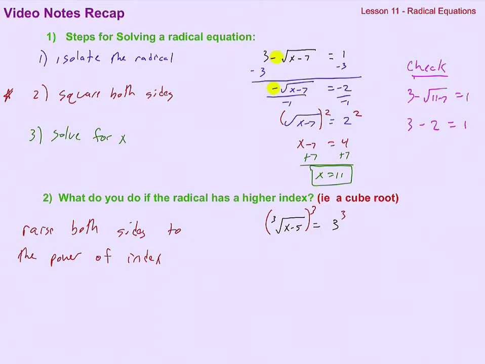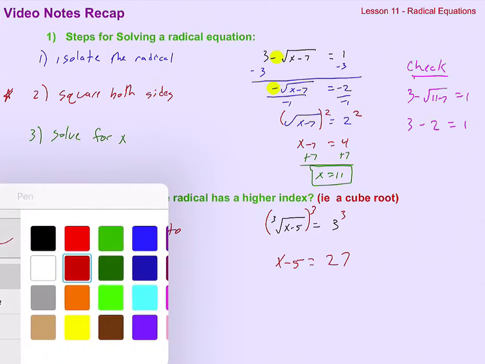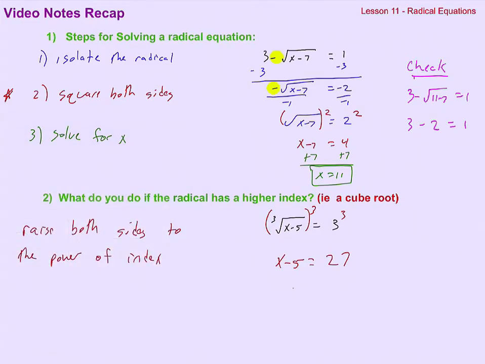So if I want to get rid of a cube root, I'll cube both sides. If I want to get rid of a fifth root, I'll raise both sides to the 5th power. So that becomes x minus 5. 3 to the 3rd is 27. And then we'll finish solving. Adding 5 to both sides, x is 32. You actually don't have to worry about checking your solutions to cube root equations. They will always work.